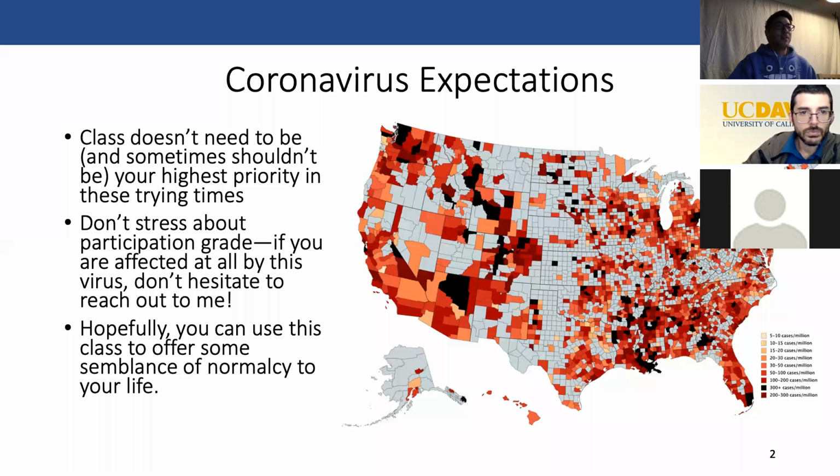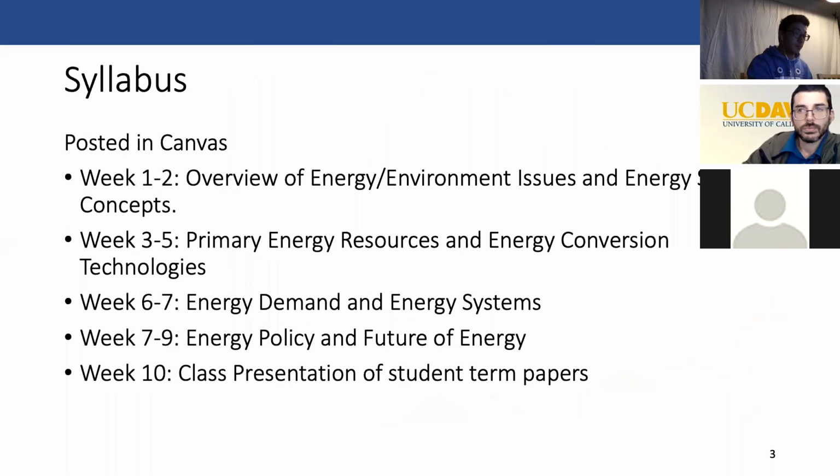Okay, with that, I'm going to quickly shoot through the course logistics. I know it's all in the syllabus and on Canvas, so I'm going to try not to spend too much time here, but it'll be worth quickly going over. So, 10 weeks of class. These are the basic topics we'll be covering. The first couple weeks is an overview of energy environment issues. So this is all pretty high level stuff and concepts that'll be important to think about.